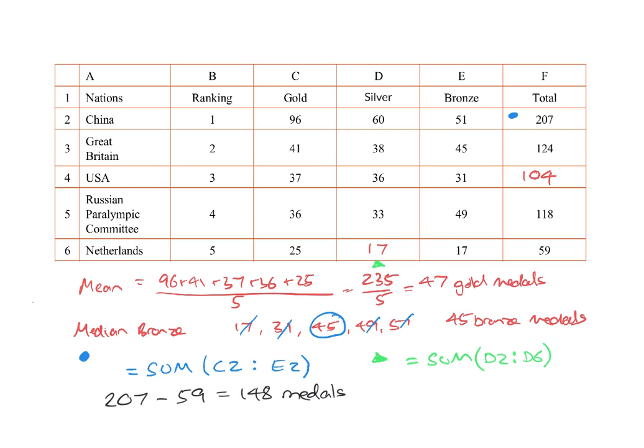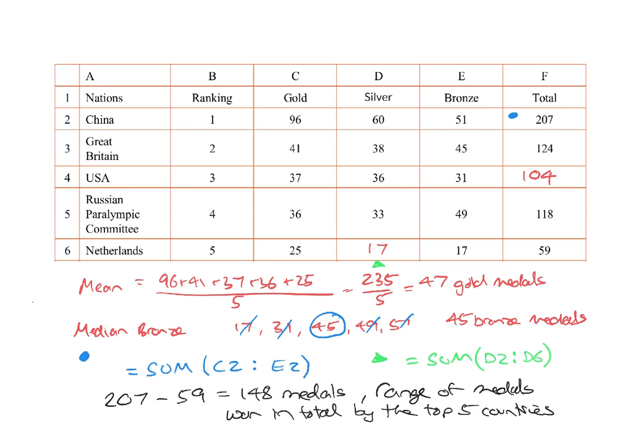And then they might say, what does that actually represent? And that's your stats part of this in a way, because what that represents is the range. Okay, so 148 medals is the range of medals won in total by the top 5 countries. So it's just a different way of asking the range. Rather than saying work out the range, they want you to be able to interpret that actually that's what the range is. So that's all the question would be.